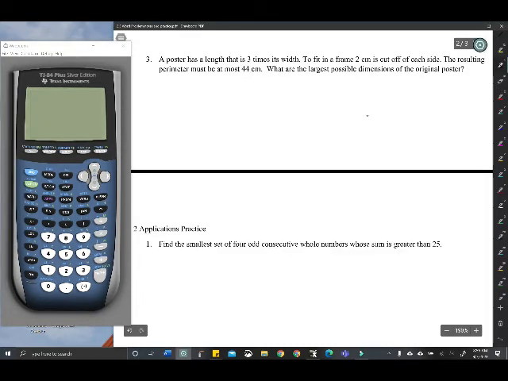Okay, everyone, our last example here. A poster has a length that is 3 times its width. To fit in a frame, 2 centimeters is cut off each side. The resulting perimeter must be at most 44 centimeters. What are the largest possible dimensions of the original poster?